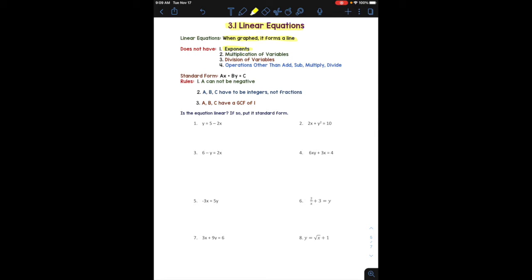The second thing that linear equations do not have is multiplication of variables. For example, if we have an equation like y equals xy plus 3, as you could see, these two variables are being multiplied to each other. Those are multiplication of variables, therefore this would not be linear. That equation would not graph a line on the coordinate plane.